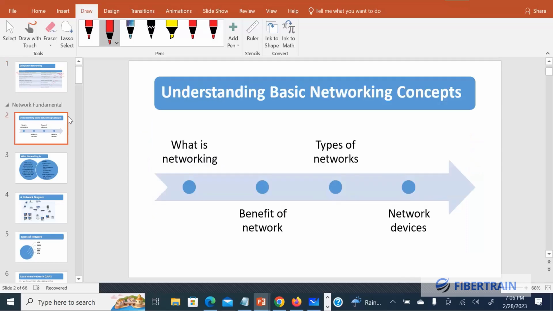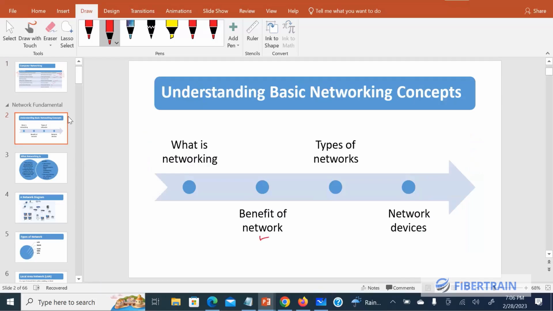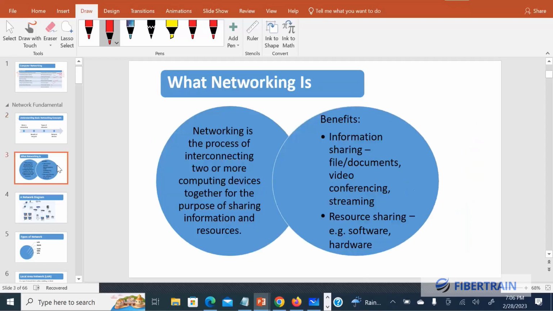First off, we need to know what exactly networking is. We need to know the benefits of having a network in the first place. And we also look at different types of network and look at network devices. So those 4 bullet points you see here will be what this first topic will cover, which is understanding basic networking concepts. So what is a computer network?